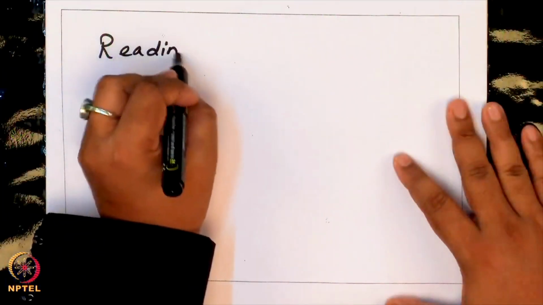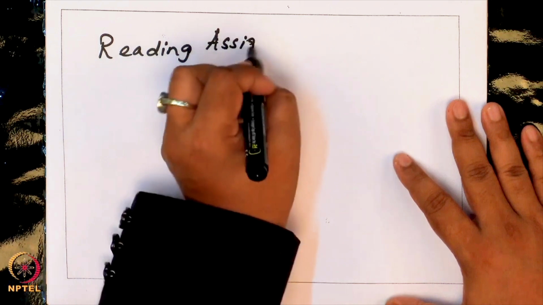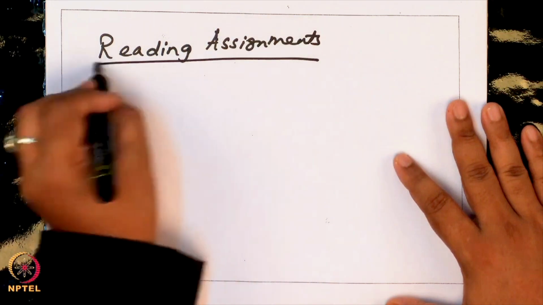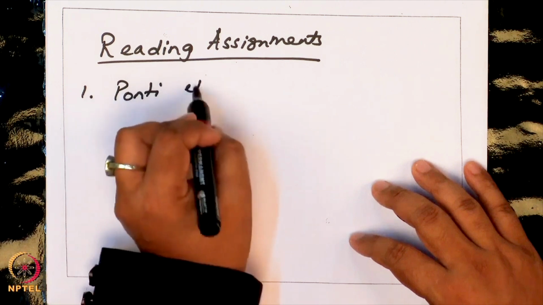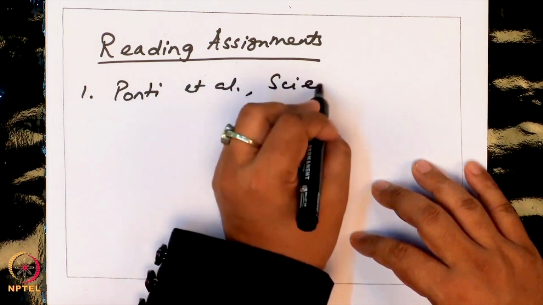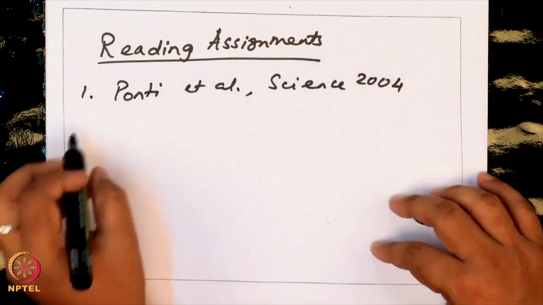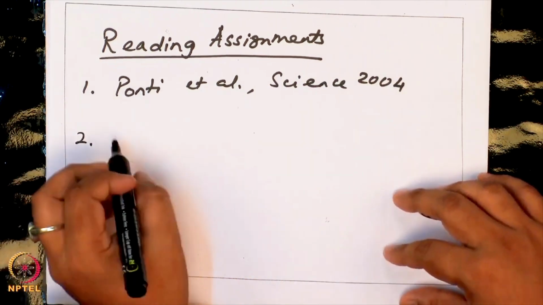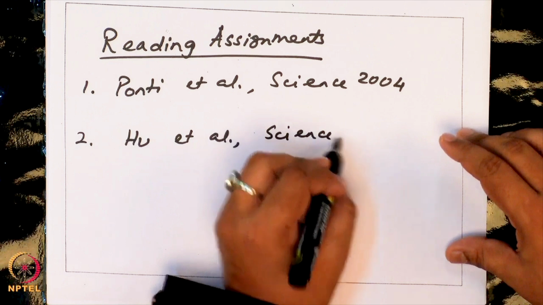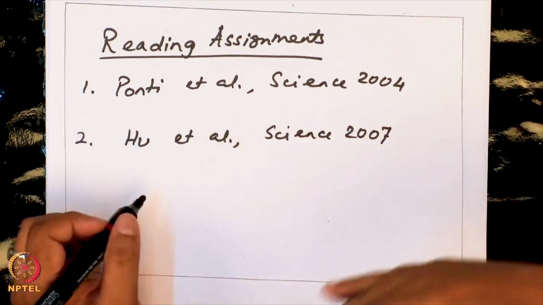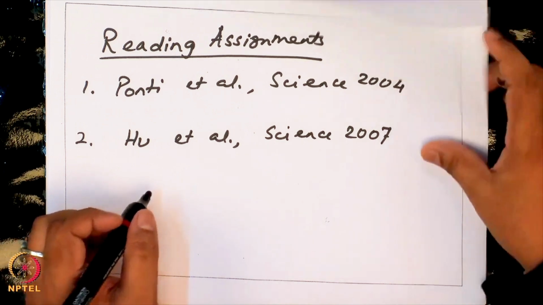So, these two papers that we discussed would be our next reading assignments. The first one is Ponti et al., Science 2004 paper. This is about the actin dynamics. And the second paper is Hu et al., also a Science paper, in 2007. This discusses the relative sliding of different focal adhesion proteins. So, this concludes our discussion of mesenchymal migration.